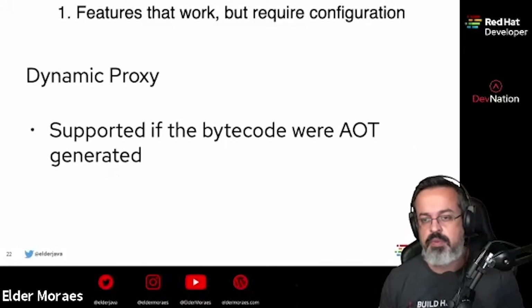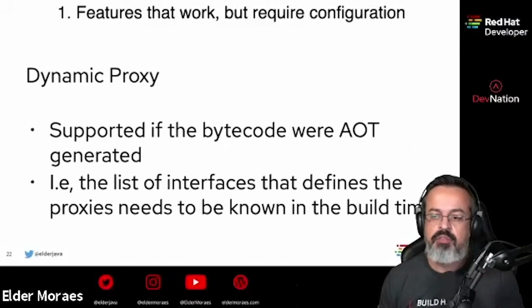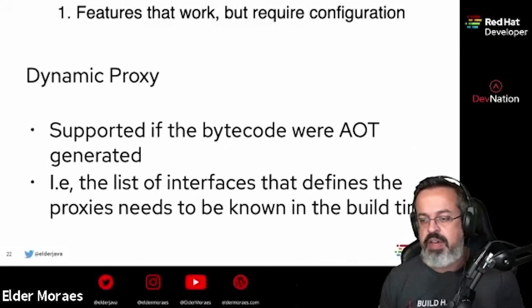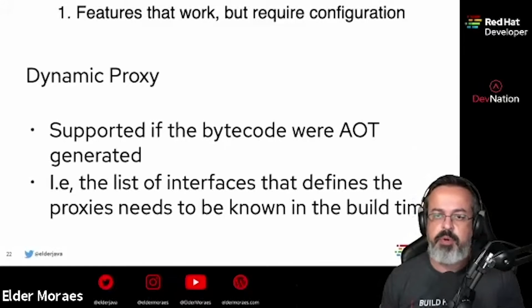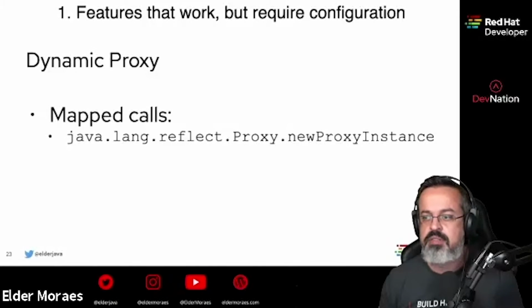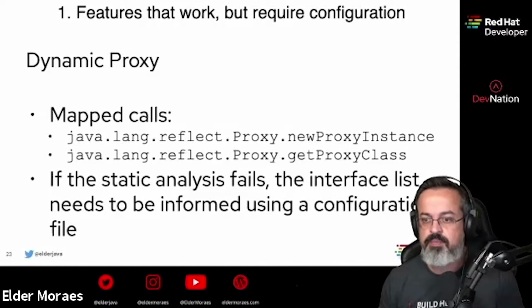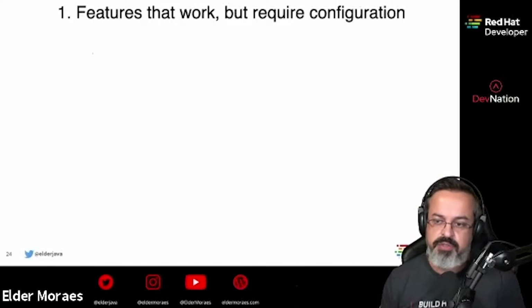Dynamic proxy is supported if the bytecode is also generated ahead of time. For example, if you have a list of interfaces that defines proxies, this list needs to be known at build time. The calls that will be mapped related to dynamic proxies are newProxyInstance and getProxyClass. And again, if the static analysis fails, the interface list needs to be informed using a configuration file.